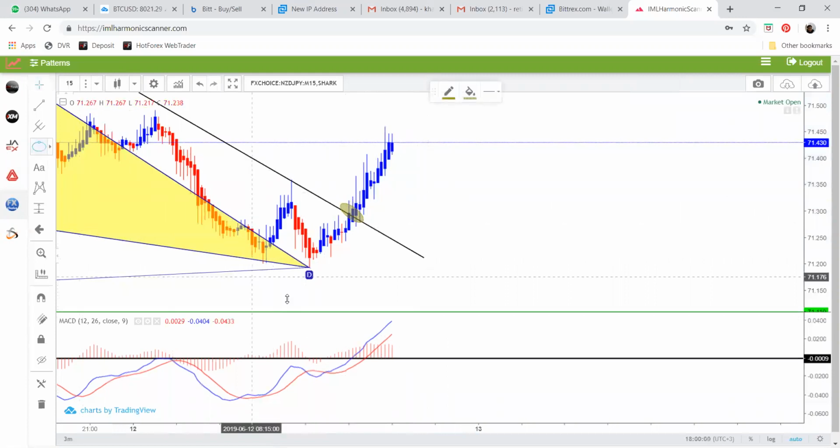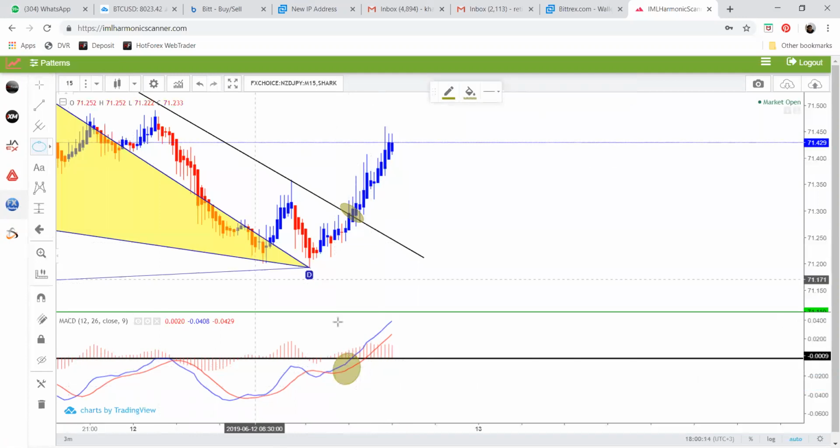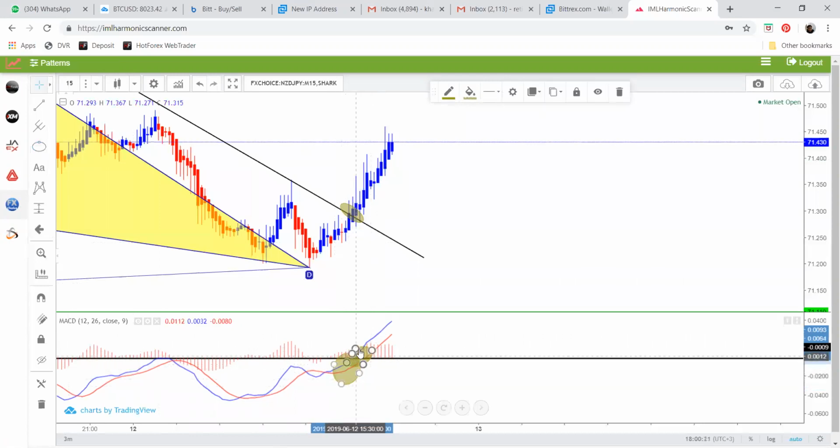Confirmation number two. You got to see the red line above the blue, below the blue, sorry, for buys. So we got that. And confirmation number three, these two lines need to cross over in my D line. All right. Boom. Got that right here. Confirmation number three. And you enter the trade. That cross happening right around here. So you enter that trade basically on this candle.